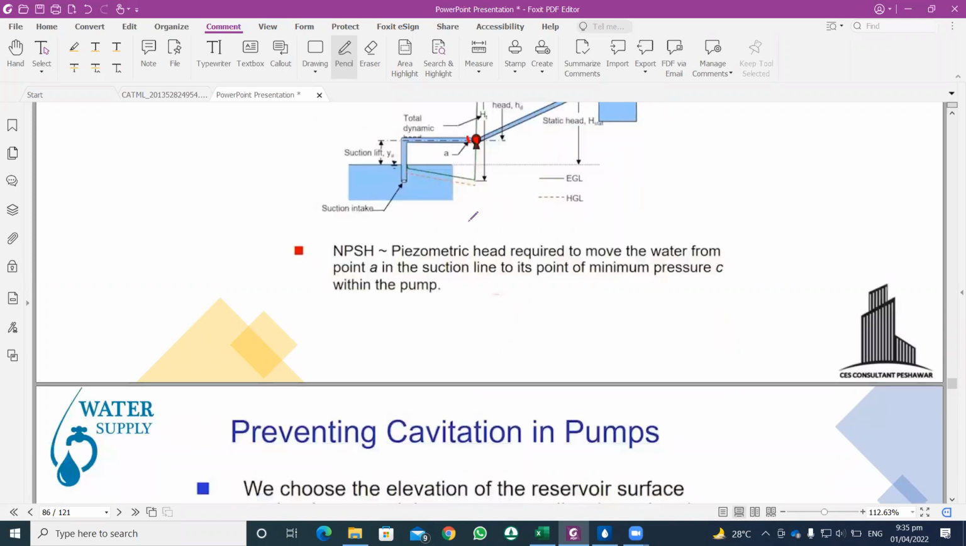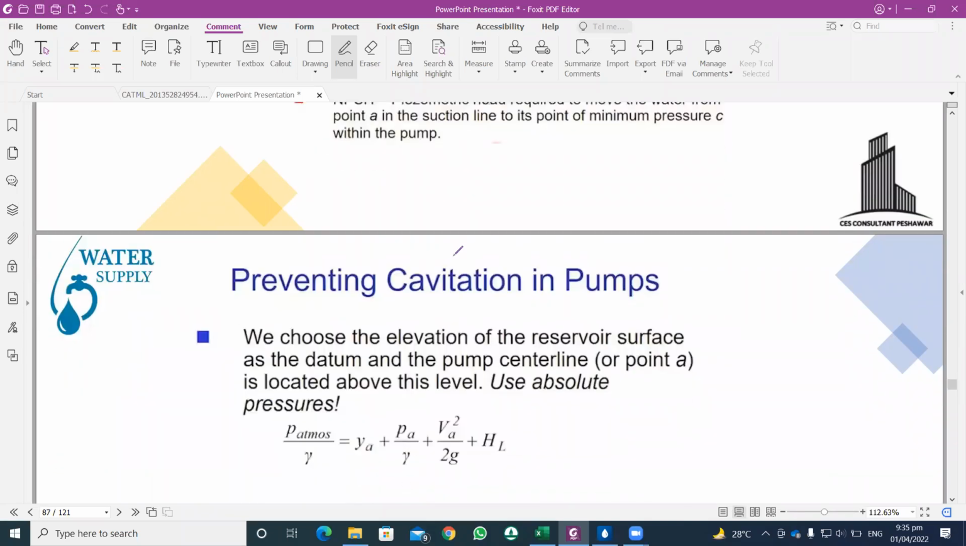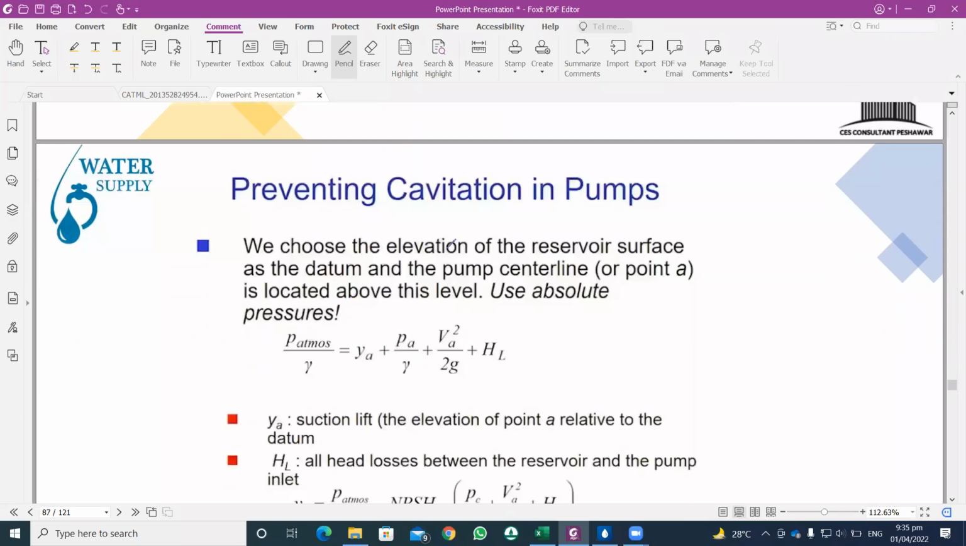So we will discuss a problem on that. You will better understand it in that problem. So preventing cavitation in pumps, we mostly choose the elevation of the reservoir surface as the datum and the pump center line.